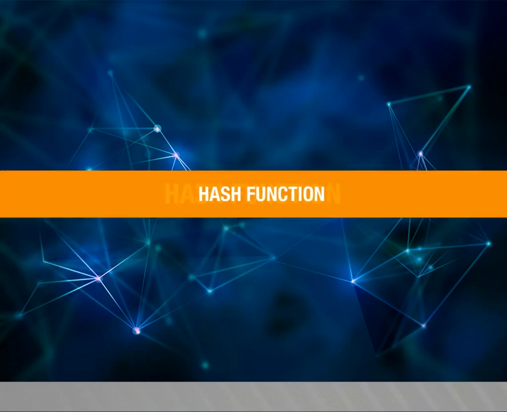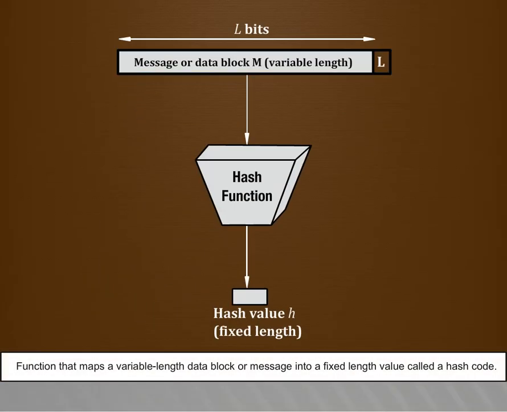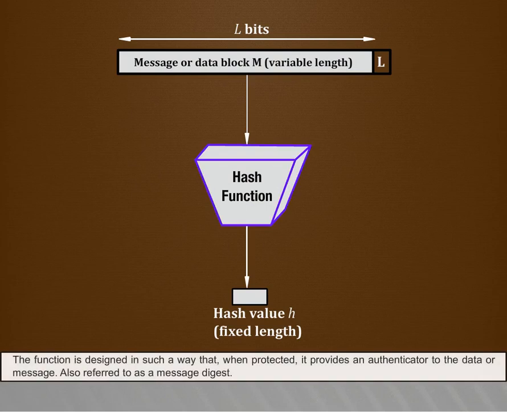Hash function. In this video, we are going to see about basics of hash function. A hash function maps a variable length data block or message into a fixed length value called a hash code. The function is designed in such a way that when protected, it provides an authenticator to the data or message, also referred to as a message digest.